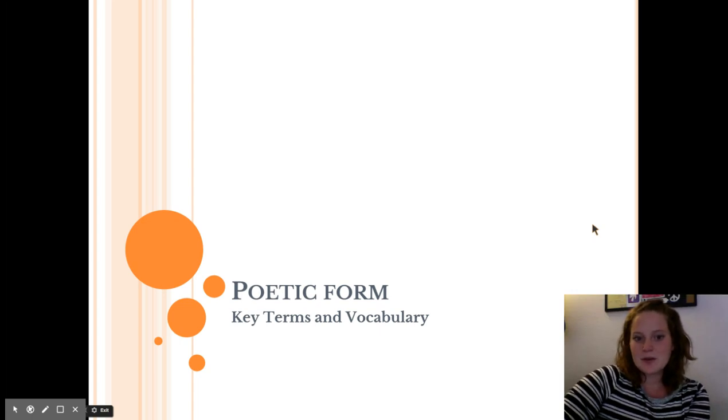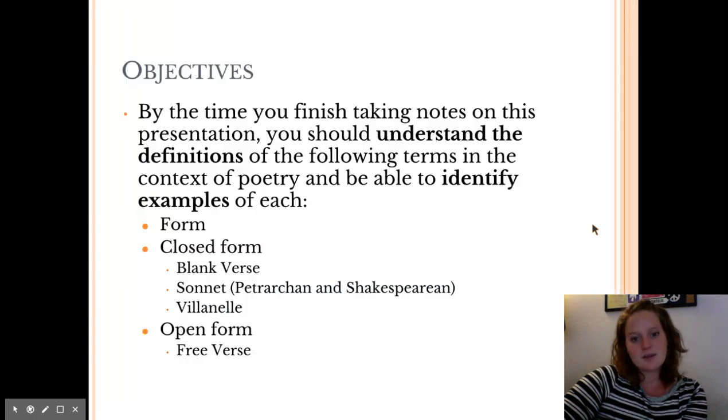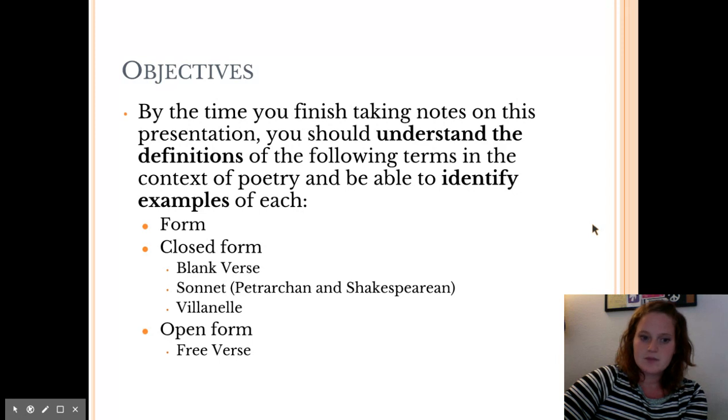We're going to talk about poetic form today, the key terms and vocabulary that you'll need on the playlist. So you should have pen and paper so that you can take notes, and as you take notes, you'll be working to understand the definitions of each of the terms and identify examples of each of the terms on this presentation. We're going to be specifically talking about form, closed form, including blank verse, sonnets, both Petrarchan and Shakespearean, and villanelles. We'll also talk about open form or free verse.